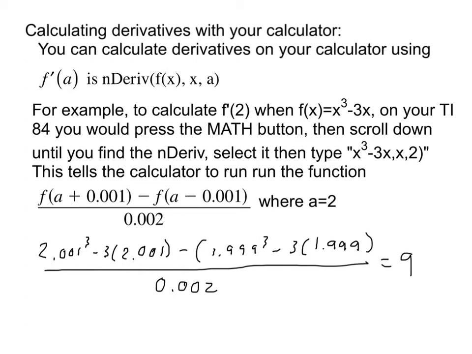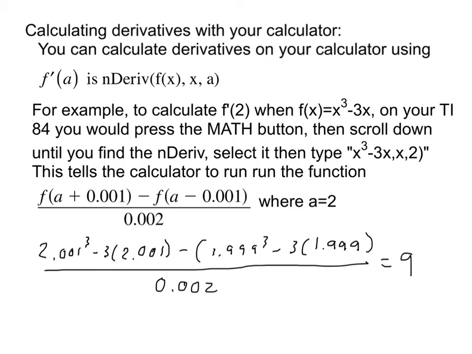So, for example, to calculate the derivative at 2 of f, when f of x equals x cubed minus 3x, on your TI-84 you'd hit the math button, then scroll down until you hit nderivative. I think it's 6 or 7 on there. Select that one, then type in the function, x cubed minus 3x, then comma, and then x because you're doing it in terms of x, and then comma, you're doing it at 2.